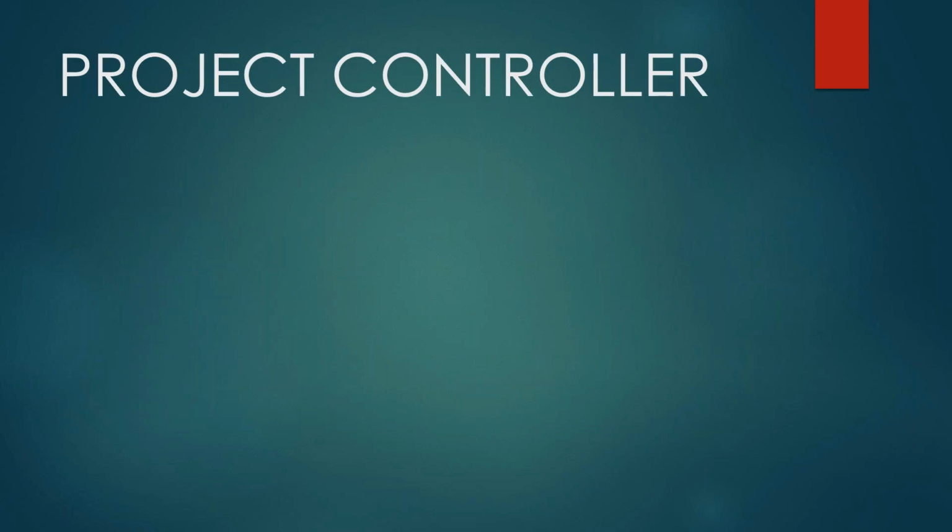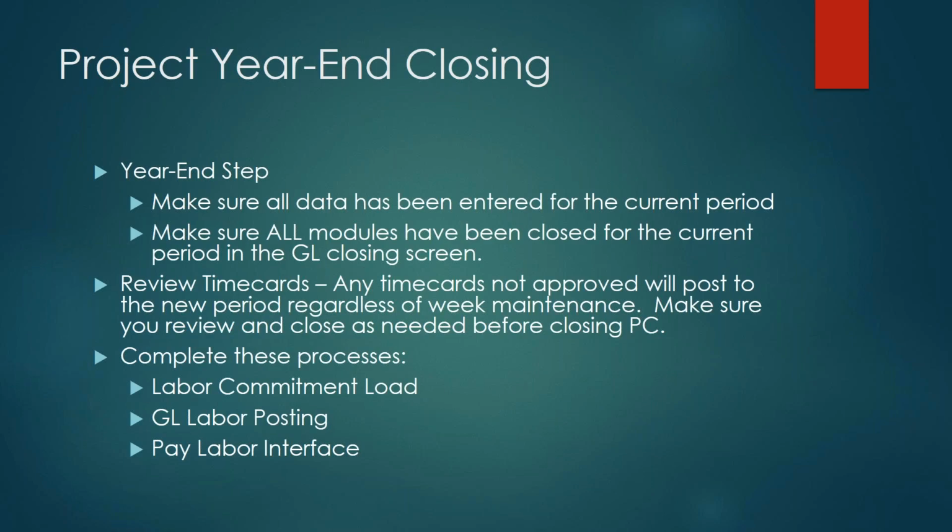All right, let's jump over to Project Controller. The year-end steps. One, we make sure all of our data has been entered for the current period. We make sure all of the modules have been closed for the current period in the GL closing screen. The typical rule of thumb is you always close your financial modules before you close Project Controller. This ensures all of the data has been pushed over to the projects as necessary.